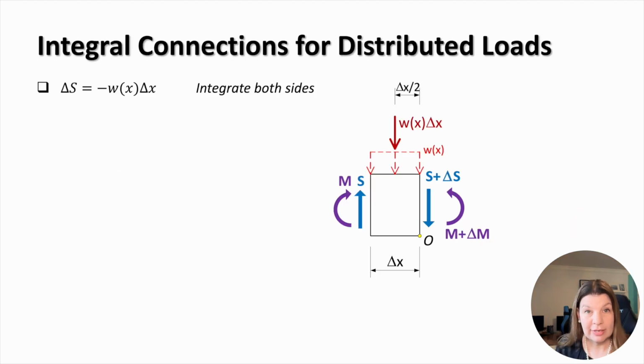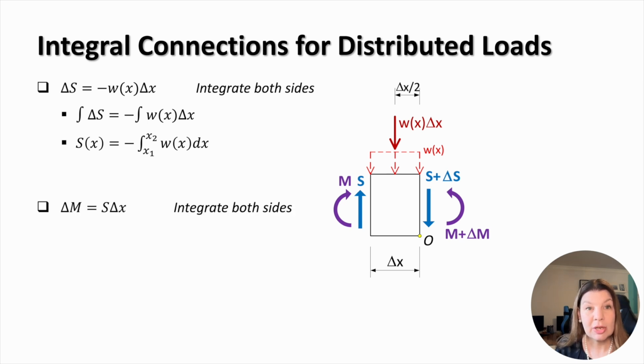We now build on the relationships for delta S and delta M derived earlier by expressing them in integral form. First, consider the relationship delta S equals negative w of x multiplied by delta x. Integrating both sides gives an expression relating the shear force to the distributed load acting along the beam. This shows that the shear force develops from the accumulated effect of the distributed loading over a region of the beam. Next, we consider the relationship delta M equals S multiplied by delta x.